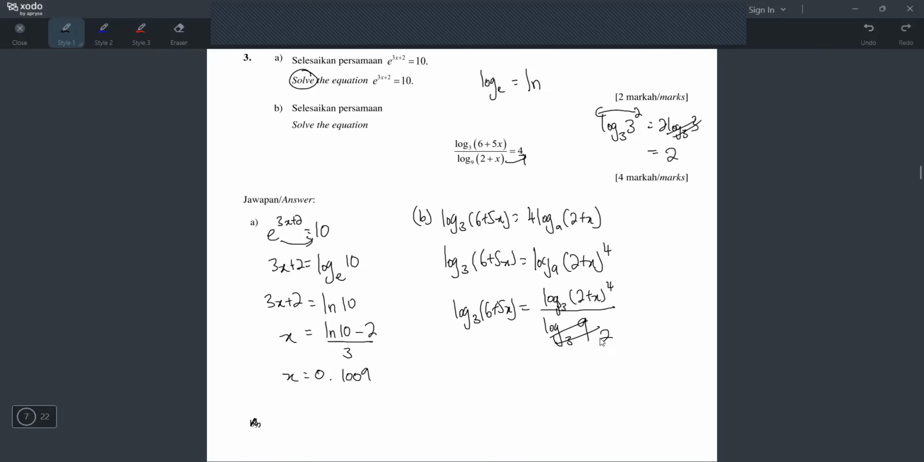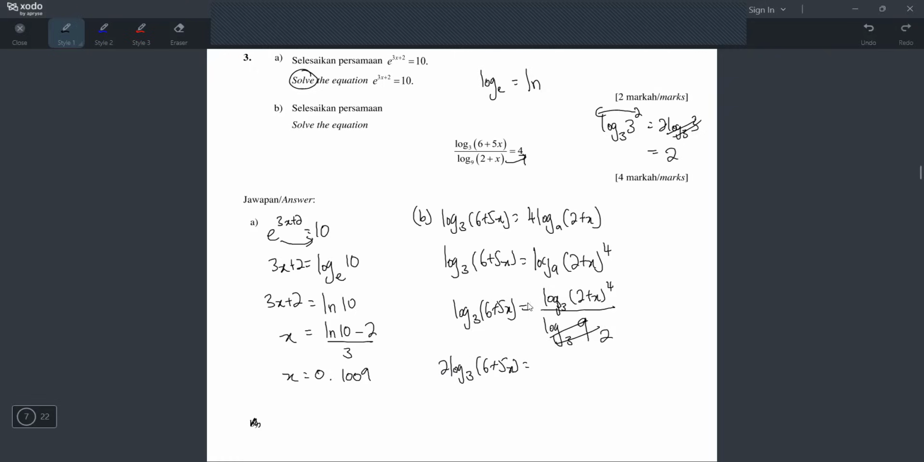So since this one is 2, what we can do is bring it here, and it becomes times, right? So when you times, it will become what? 2 log 3 (6 plus 5x). Of course, you can bring the 2 up to become a power also, but I will not do that. I'll tell you why later. So the 2, I will not bring it up to become a power. I'll just write it in front.